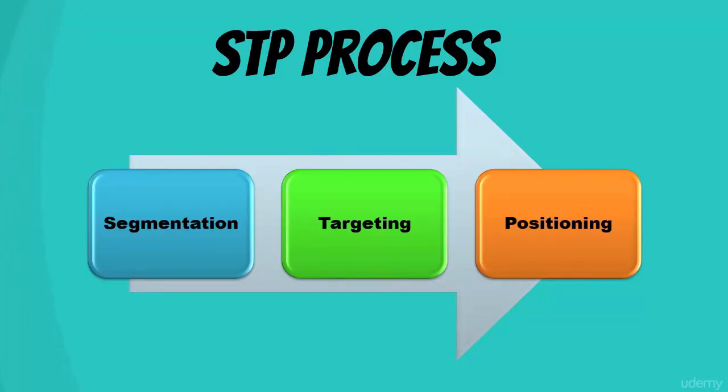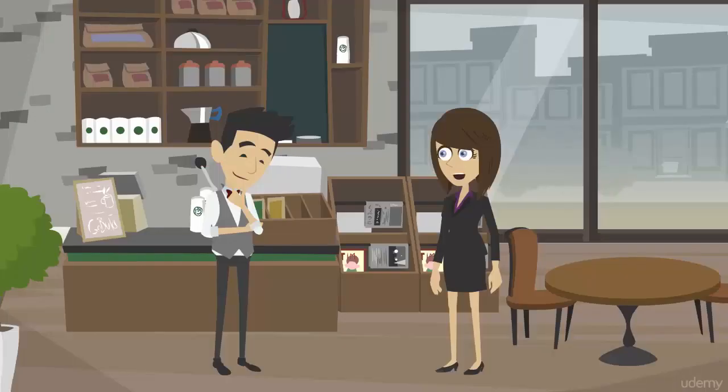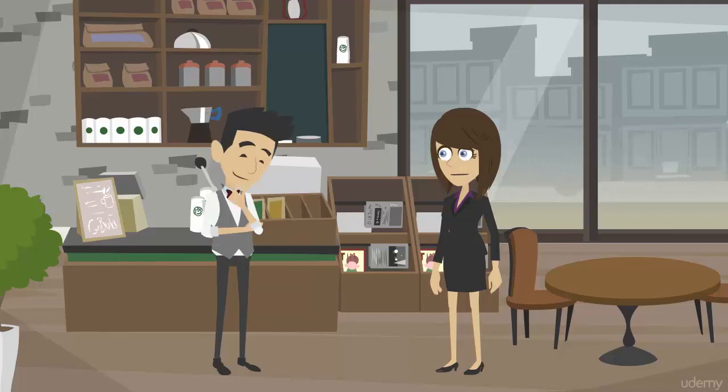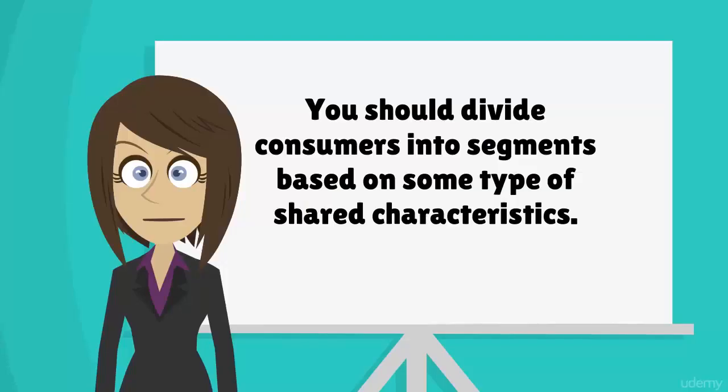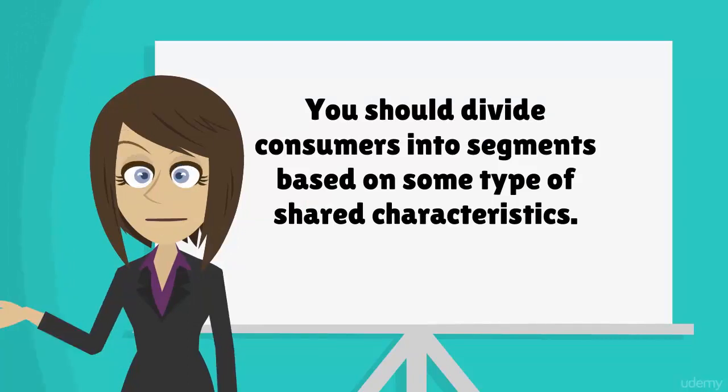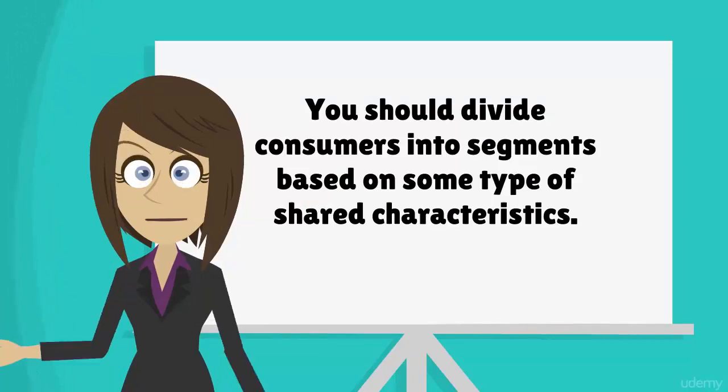Segmentation, targeting, and positioning. I see. What is the STP process for? You can select your target market and decide on your business position using the STP process. Sounds great. How do I do the STP process? Let's start with segmentation. You should divide consumers into segments based on some type of shared characteristics.